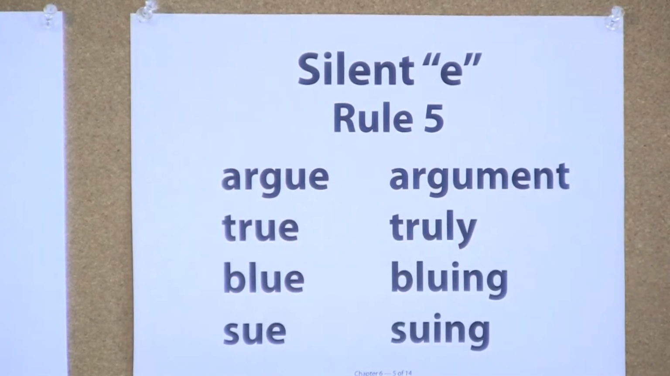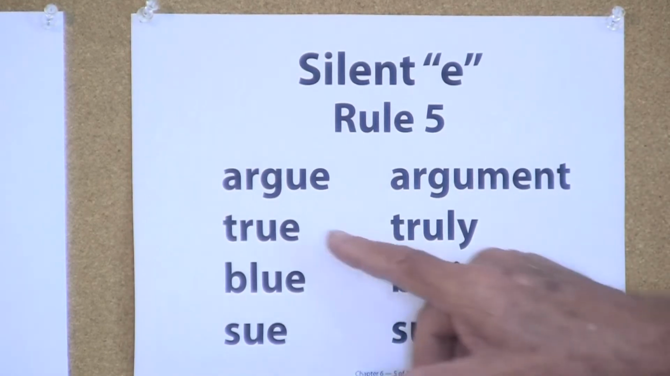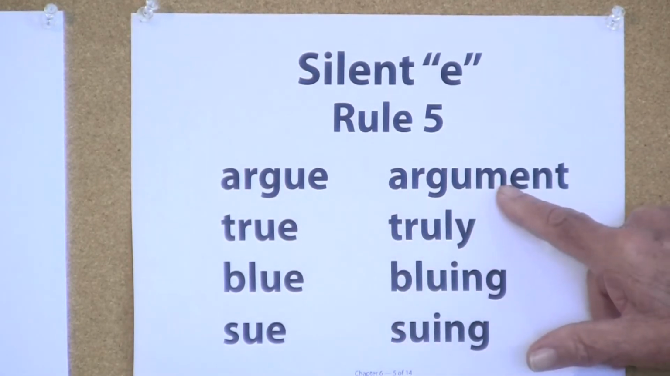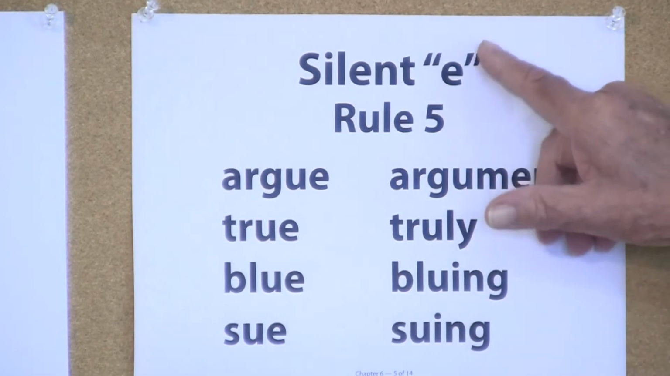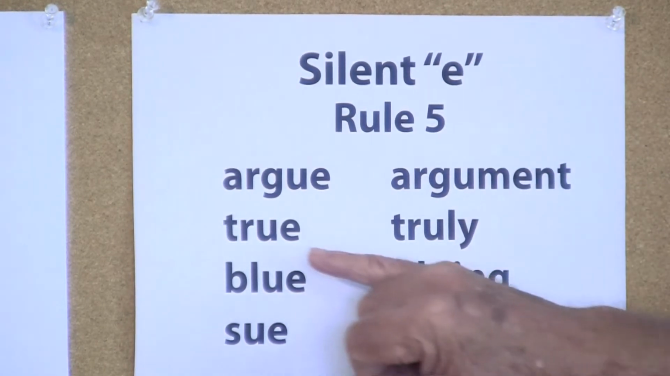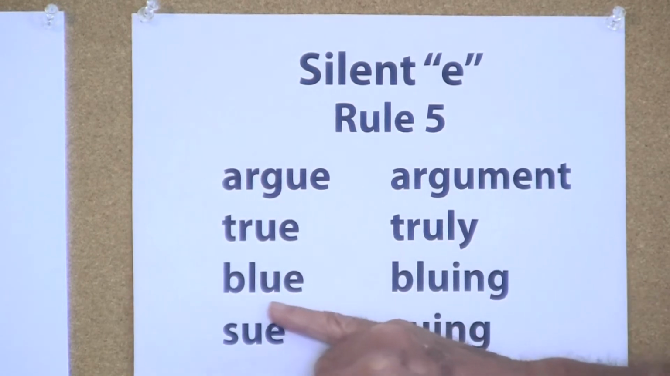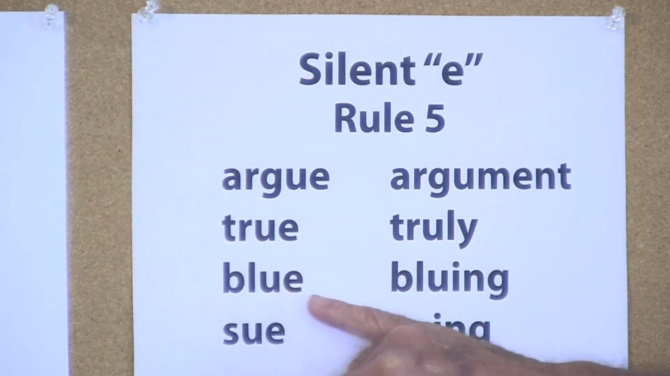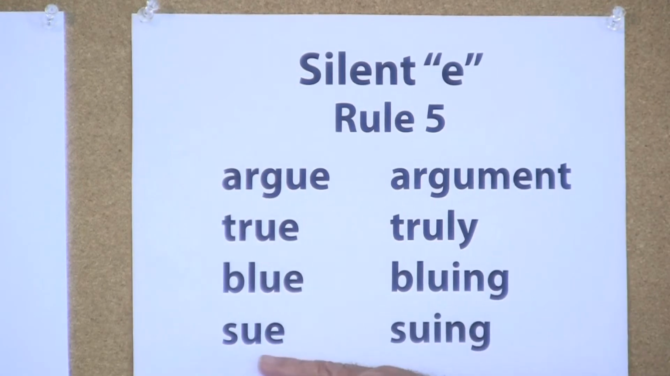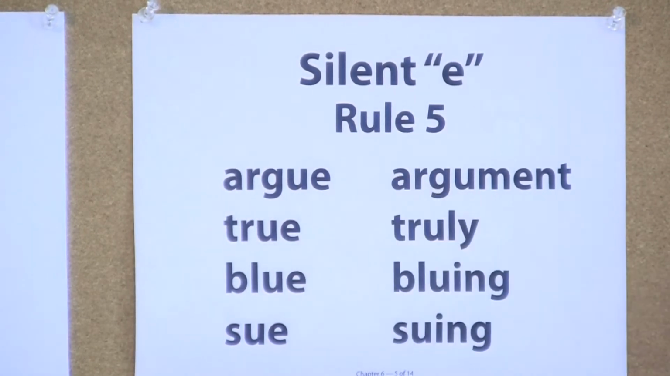Argue. Okay, what to do with this E when you're adding suffixes? Argue, argument. Drop it. You don't need it. True, drop the E, truly. Blue, drop the E, bluing. Sue, suing.